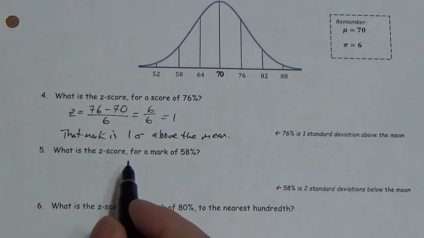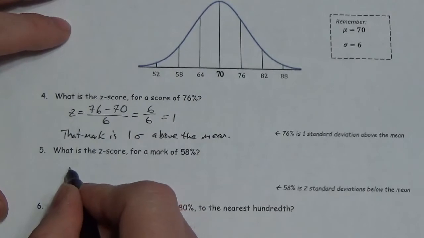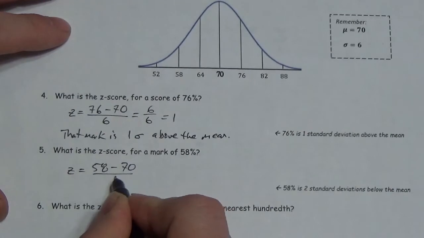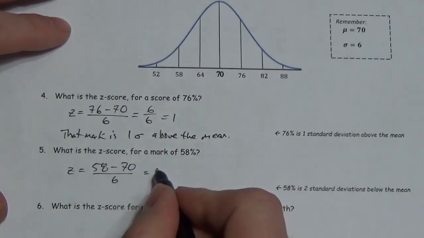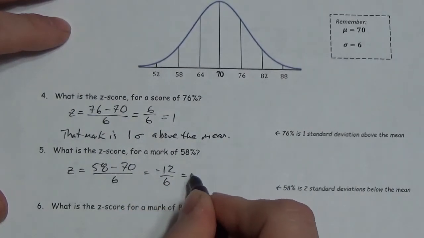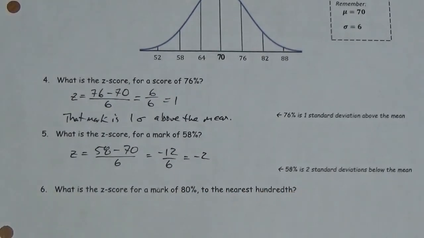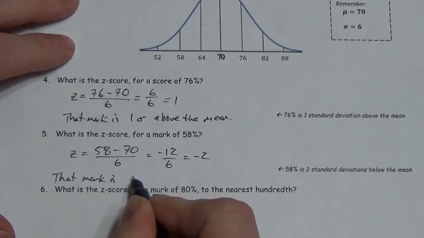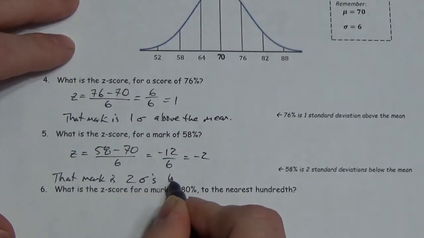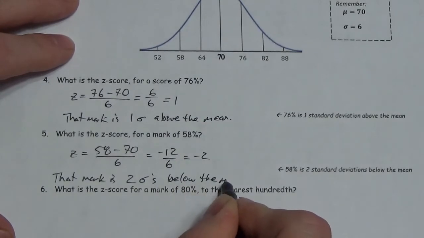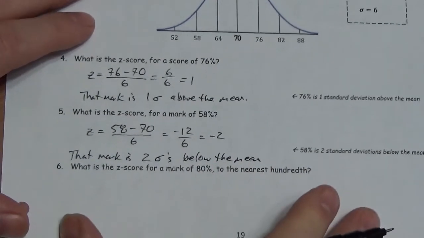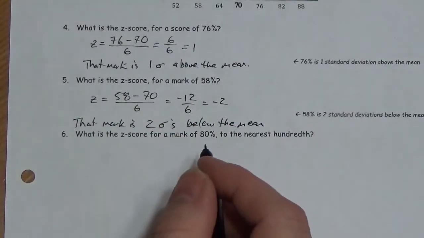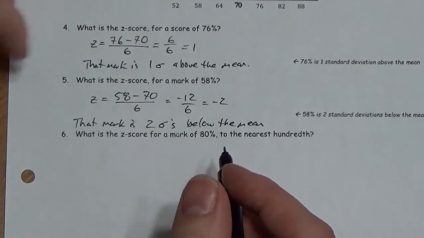The Z-score, what is the Z-score for a mark of 58? Okay, so there's the Z-score here. We're going to take that value here, 58 minus 70 over 6. Okay, well that's going to be, what is that, negative 12 over 6. So the Z-score here is going to be negative 2. This means that that mark is 2 standard deviations below the mean. Okay, so that gives me a good sense of where that value is located here.